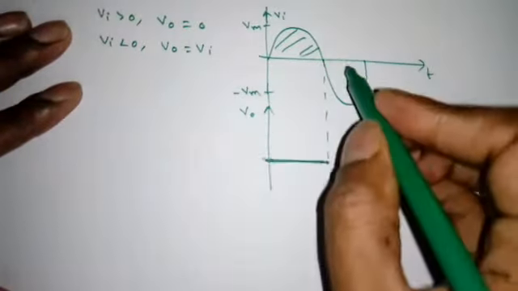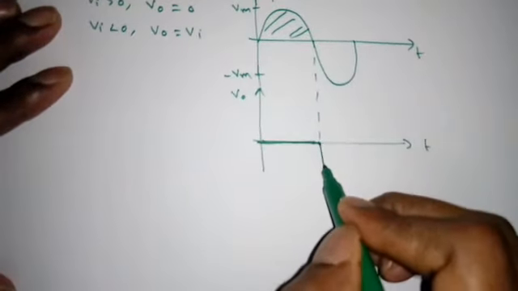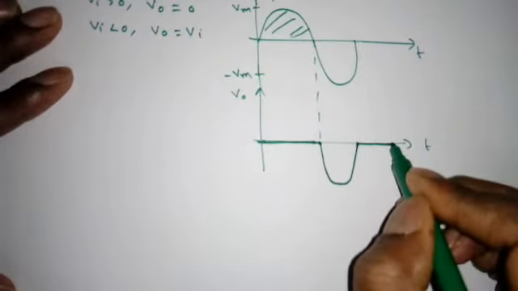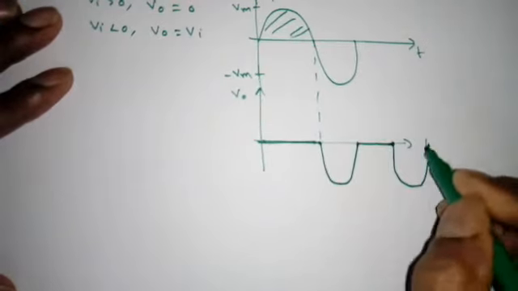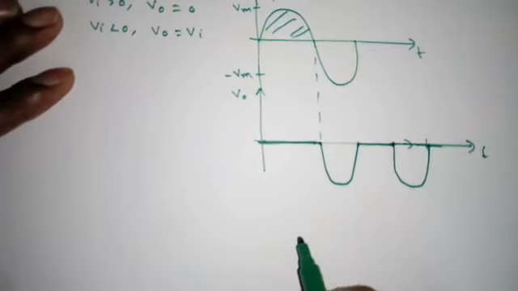V0 is Vi. That means V0 is following the input signal. So we'll get the negative half cycle. Next, positive half cycle comes, meaning 0. Then negative half cycle and so on. Right? So only we'll get negative half cycles.